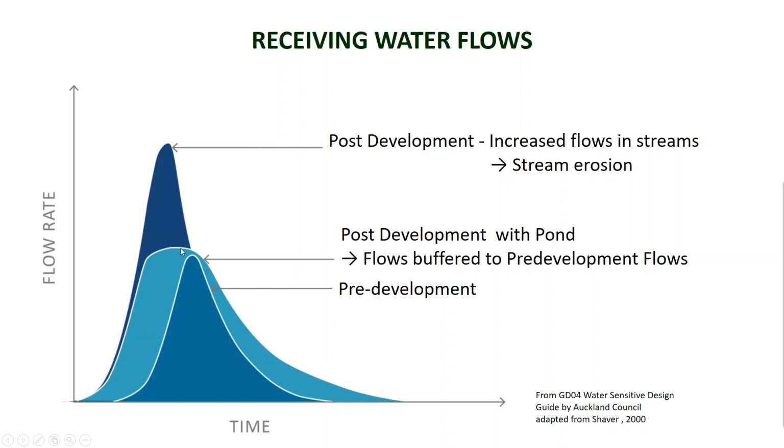And what the stream sees is it doesn't see these big flows, it just sees these little flows. So it's able to contain the flow within its banks without undue erosion or other damage happening. It also means that the fish and the plants that are living in the stream don't see the high velocities that you would get with this sudden influx of flow. The velocities they get, the stream pretty well feels like what it was before the development. So that's one of the things we're trying to achieve with the system.